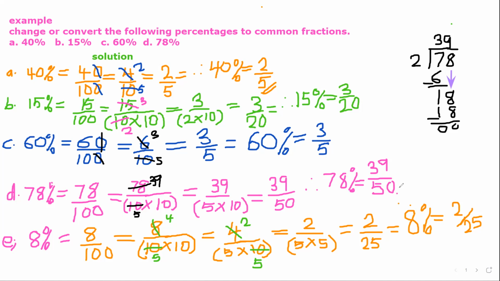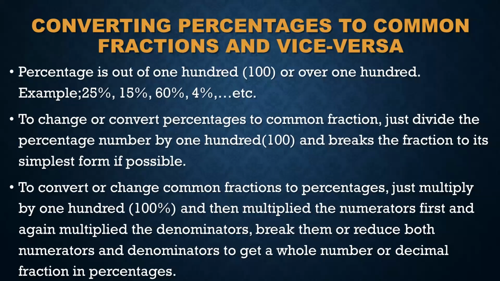Thank you. Let's solve one more example under how to change common fraction into percentage. Okay, good. Now we have done with changing percentages to common fractions, and we said it is just a matter of dividing the entire percentage number by 100 and reducing the fraction to its simplest form if possible.